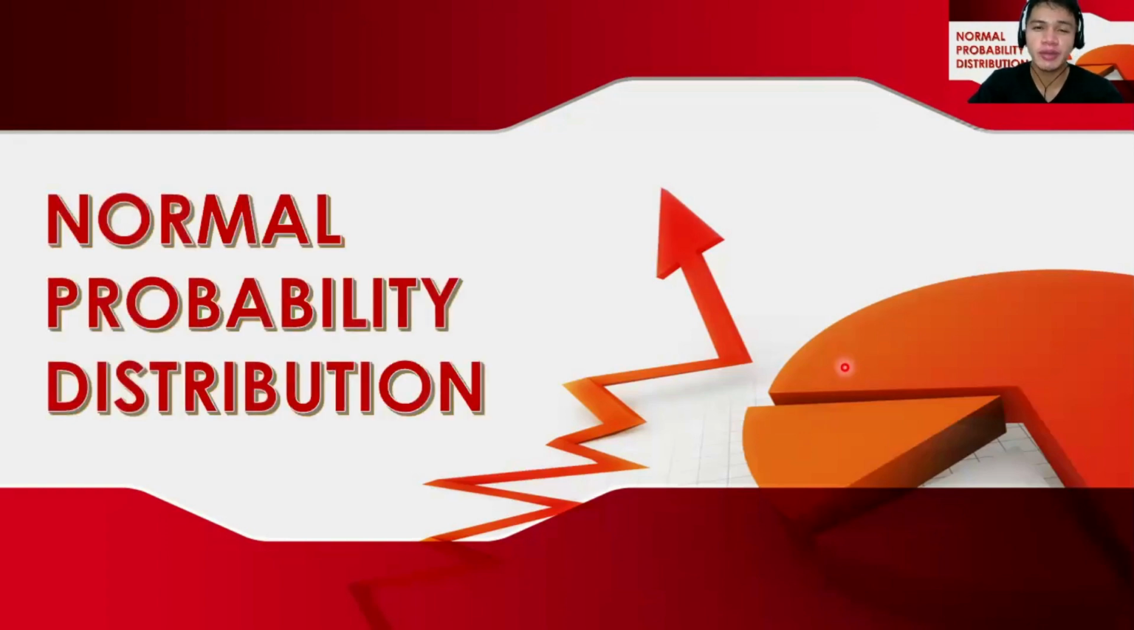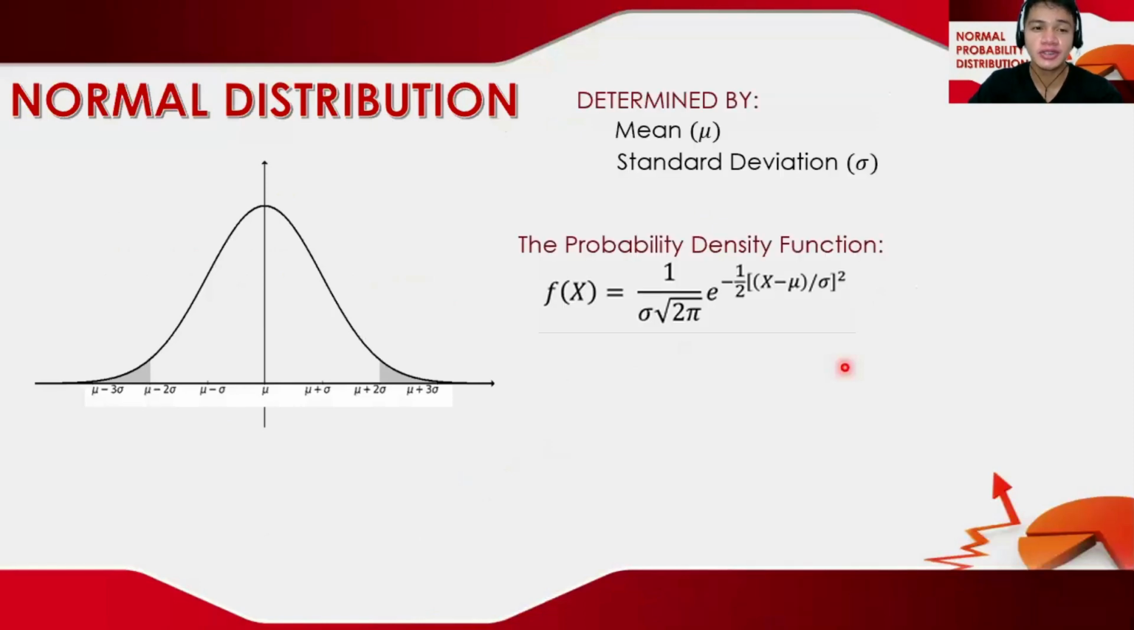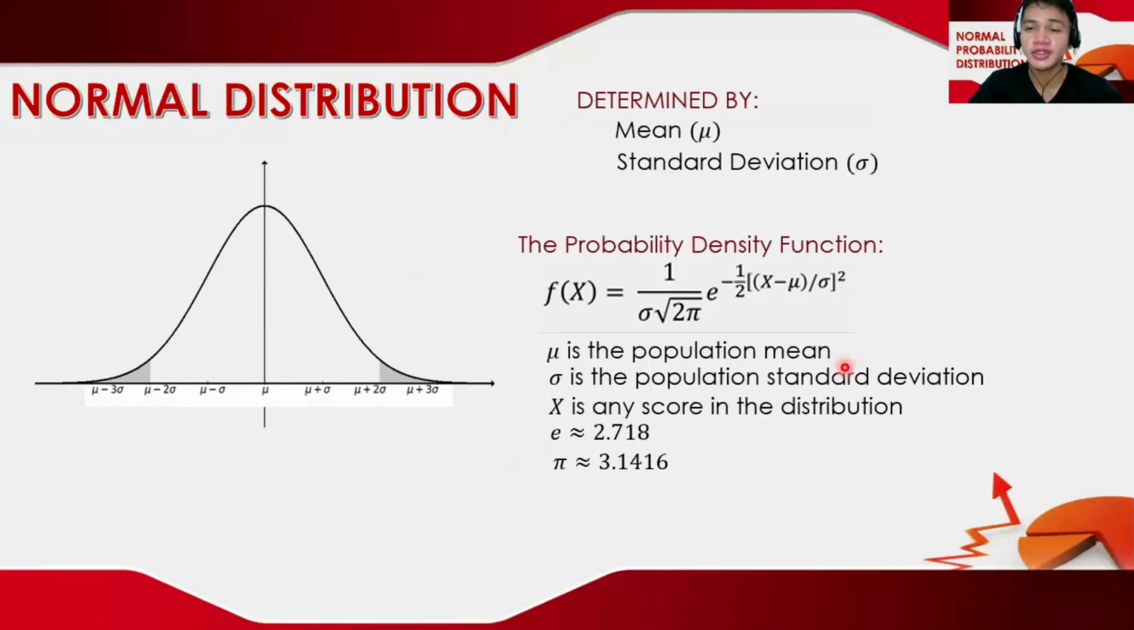Now, what is a normal probability distribution? The normal probability distribution is a continuous distribution that has a bell shape and is determined by the mean and standard deviation.